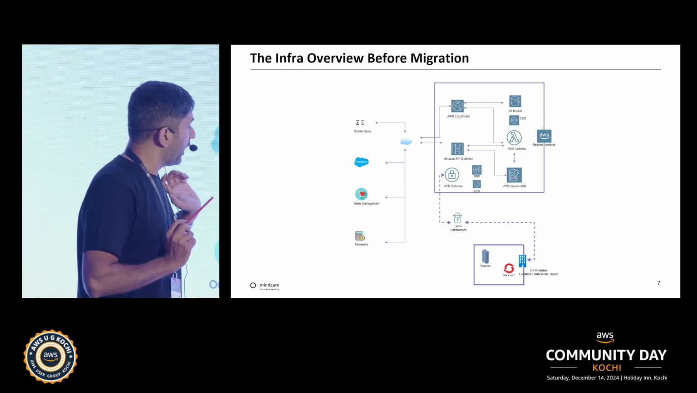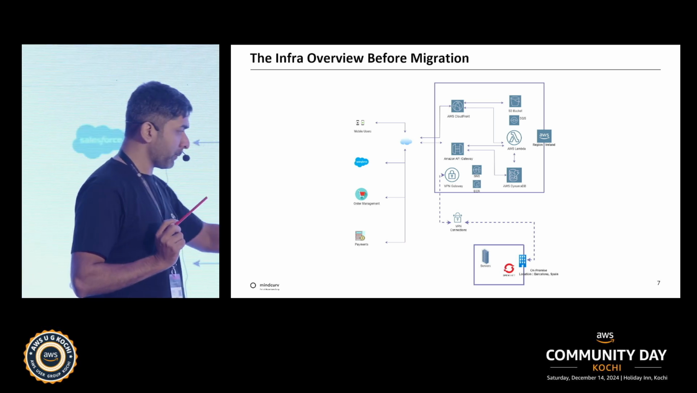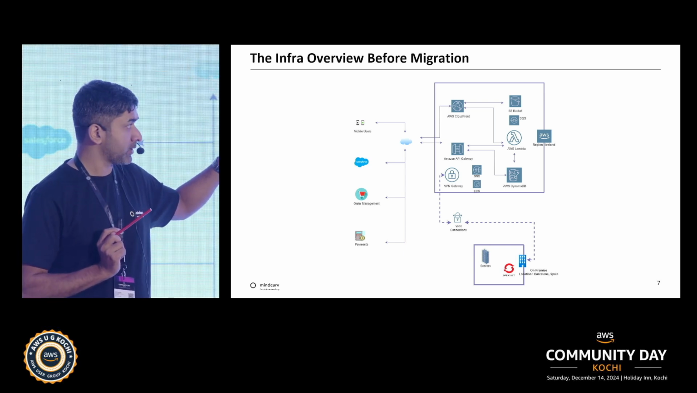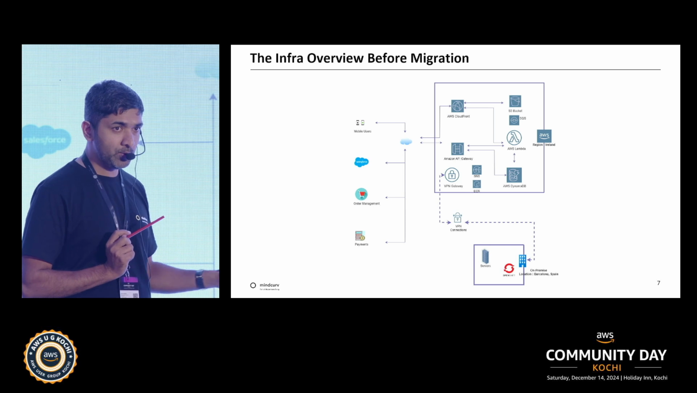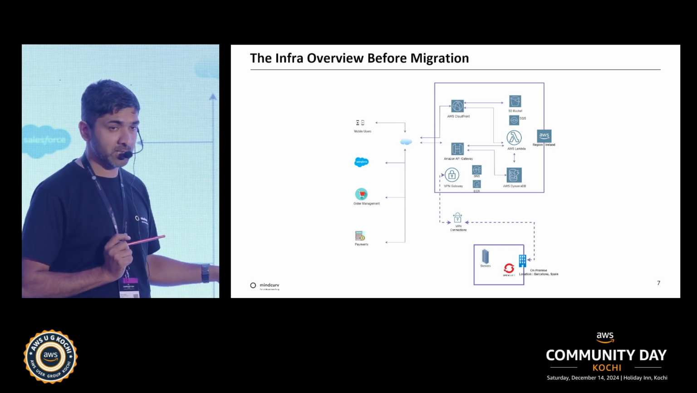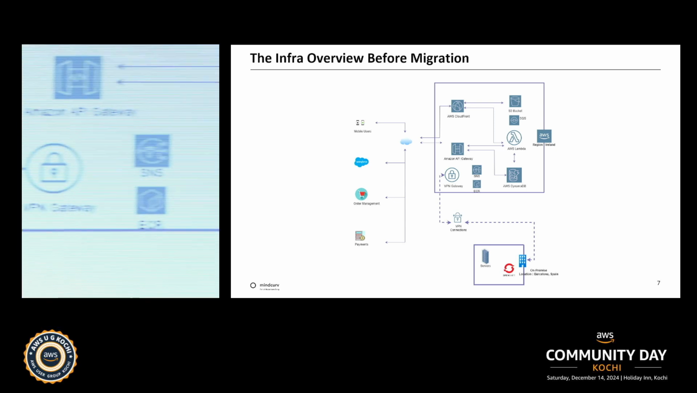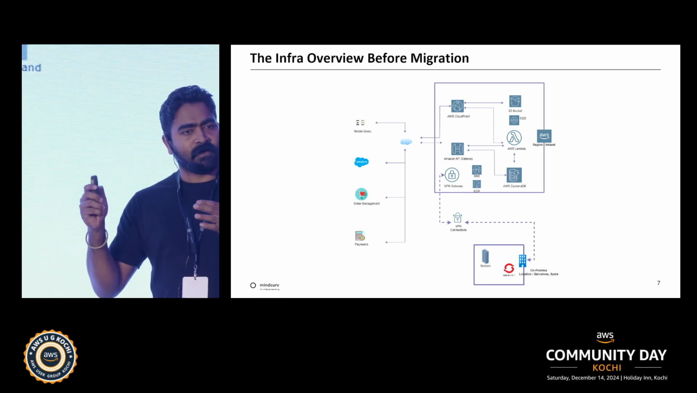As you can see, the on-premise data center is in Spain, and the AWS region is in Ireland. To make the connectivity between the two, we were using a site-to-site VPN. I hope now you got a quick view of what the infra was prior to the migration.